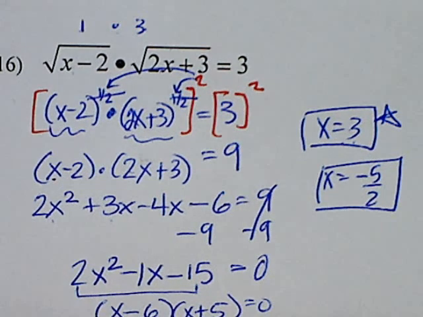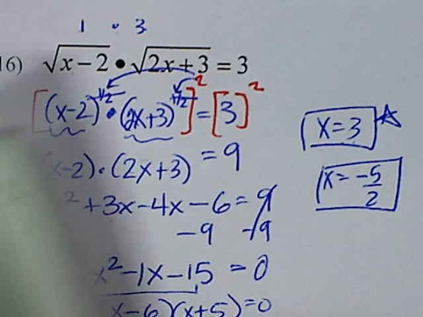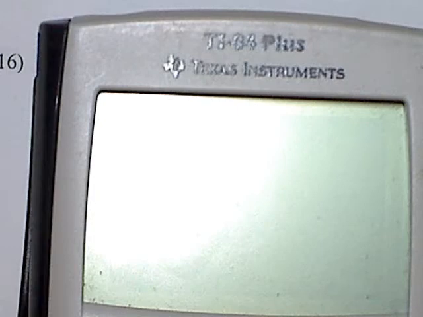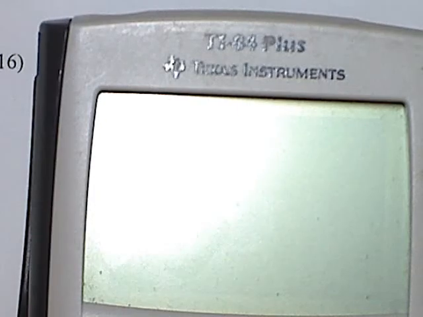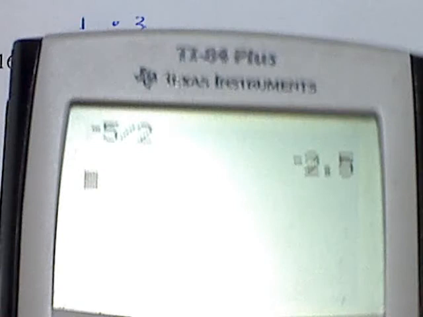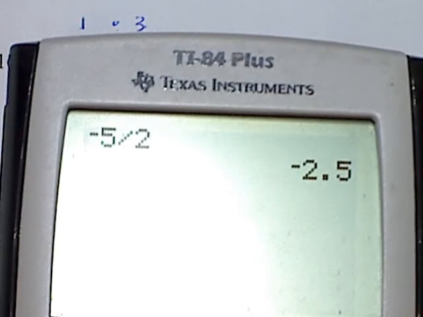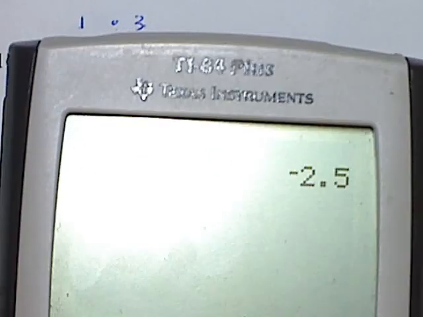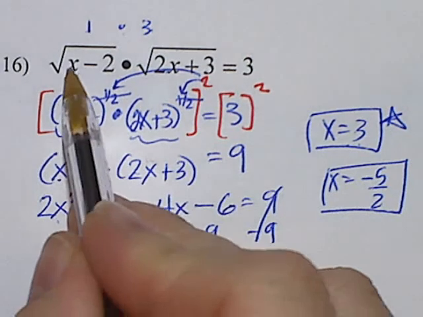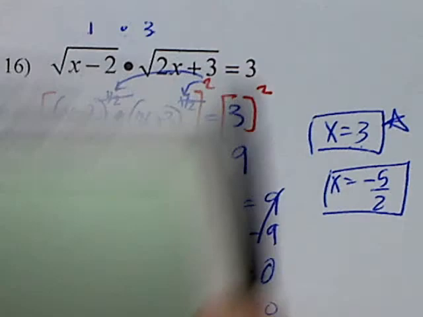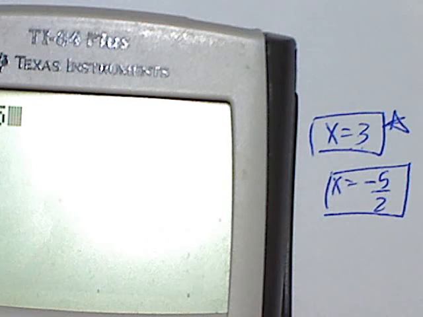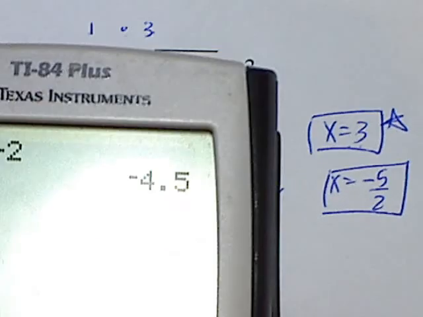I'm going to use the calculator to take care of this. I know -5/2 is equal to -2.5, but if you didn't know that, plug it in, -5 divided by 2. So whenever I have to use a -5/2, I will substitute in -2.5. So I'm going to take -2.5, subtract 2, and I have a -4.5.